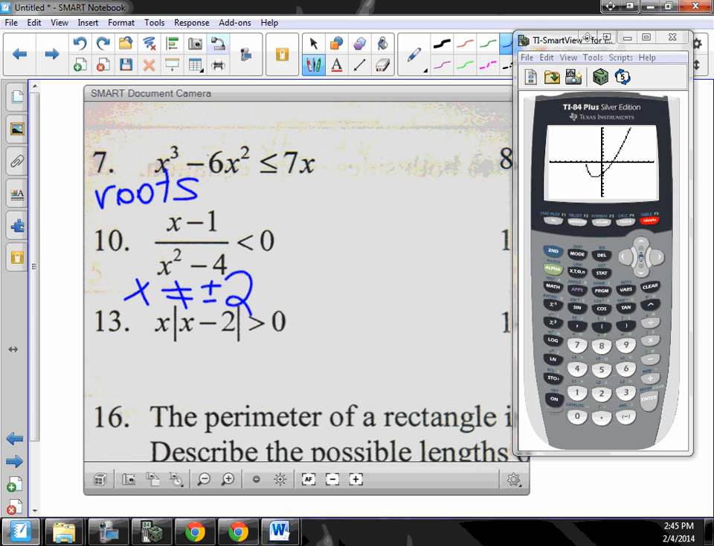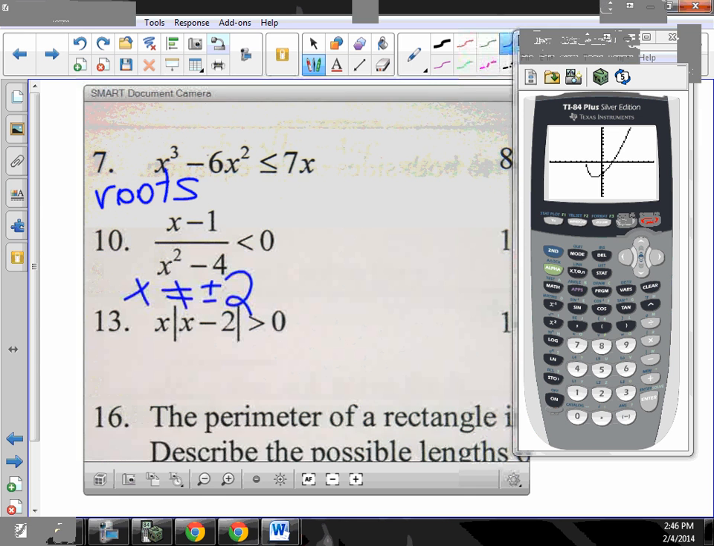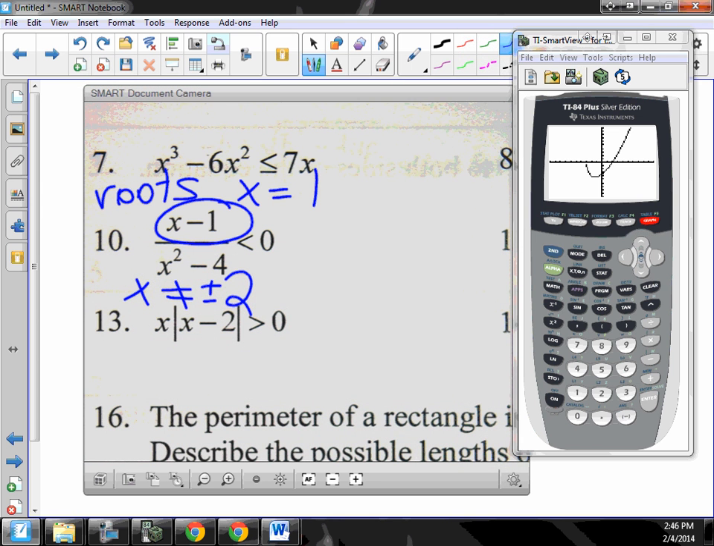How do I find the roots? Well, if I want to know where a fraction equals 0, the top has to equal 0. So the roots are 1. So x equals 1. Okay? Are my roots going to be included in the solution set? No. Which part of the graph am I going to keep, the top or the bottom? Bottom, excluding the roots.